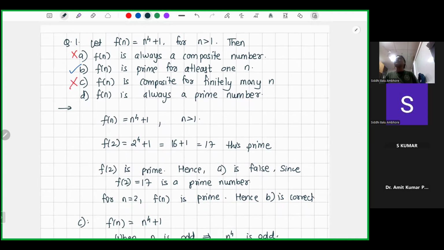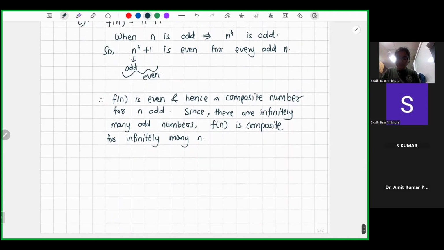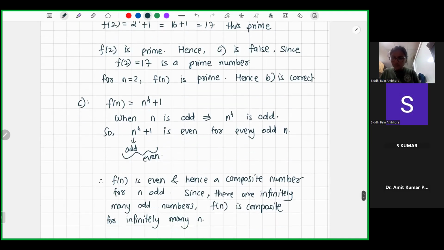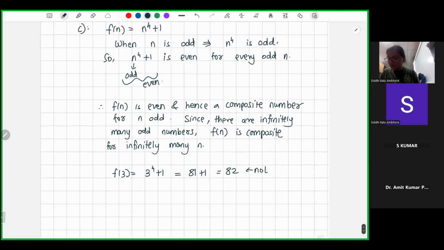It's anyway false, right? We got that f of n is composite for odd n, so it can never always be a prime number. For example, take f of 3. F of 3 will be what? 3 power 4 plus 1. So it is 81 plus 1, 82. So it's not always prime.